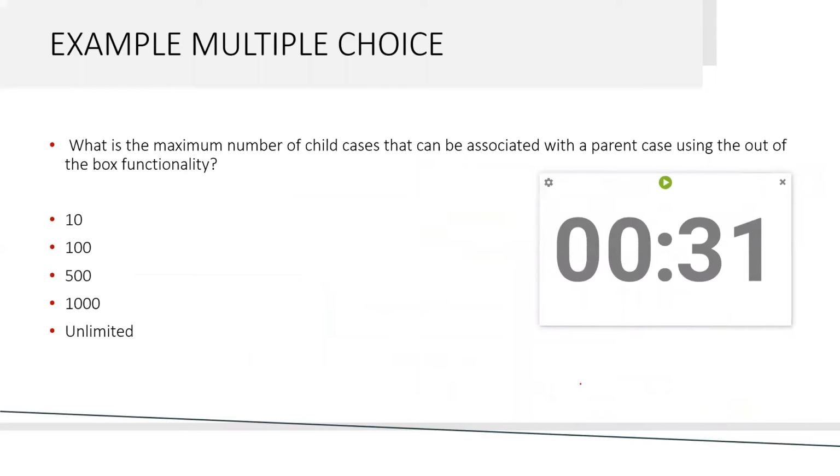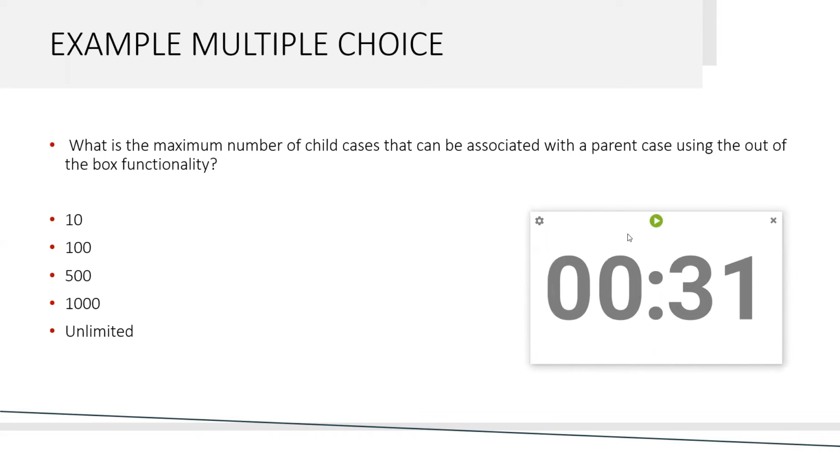The first question is present here, which is talking about what is the maximum number of child cases that can be associated with a parent case using the out of the box functionality. So in Dynamics 365 Customer Service, there is a functionality that under a parent case, multiple cases can be associated as child cases. So what is the limit of it? Either we can add 10 child cases, or 100 child cases, or 500 child cases, or 1000 child cases, or unlimited child cases. So let's get your answers on the chat box, and let me start the timer now.